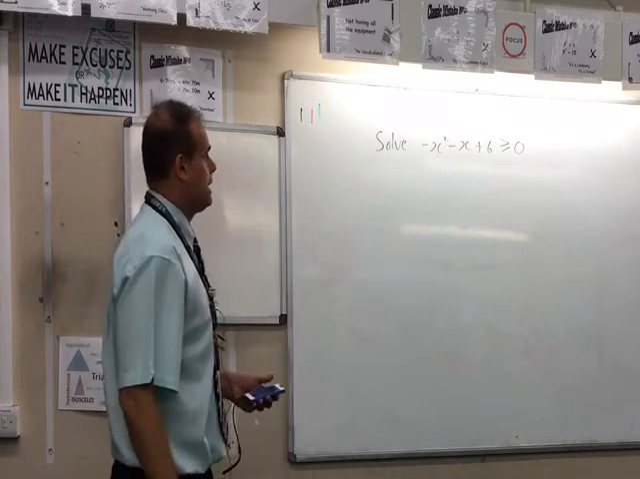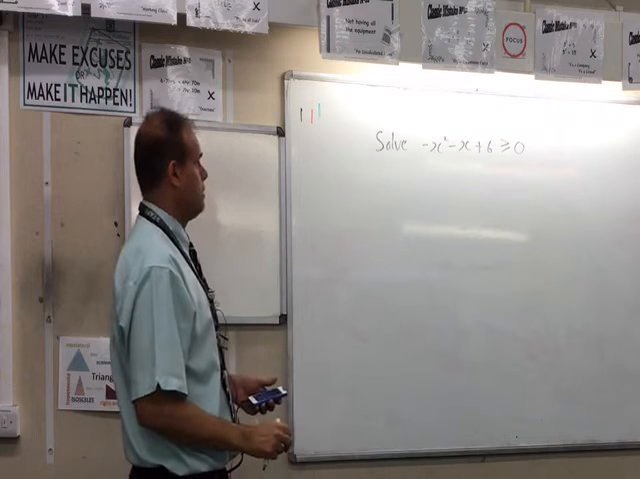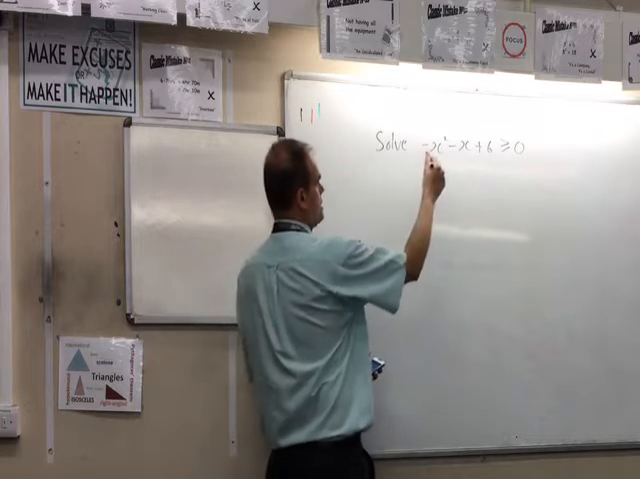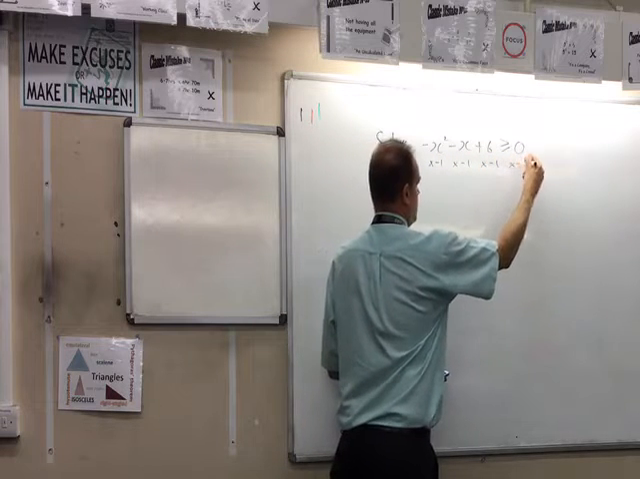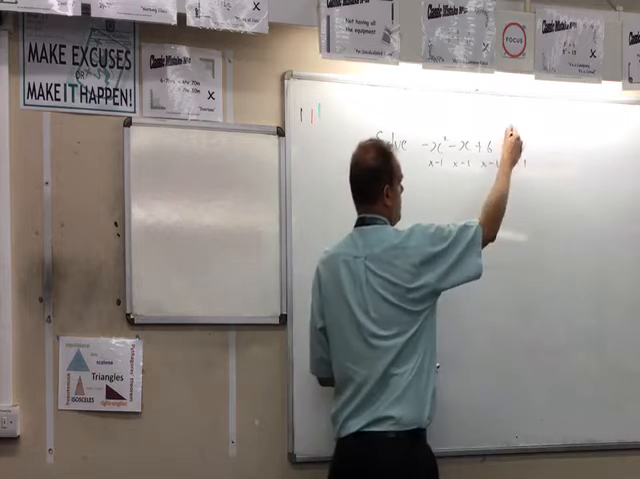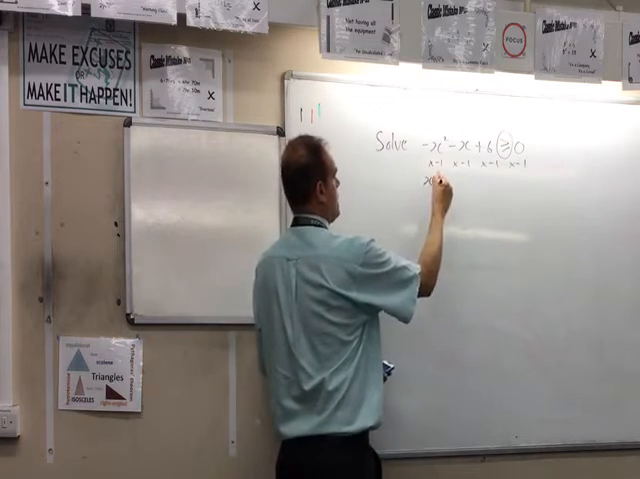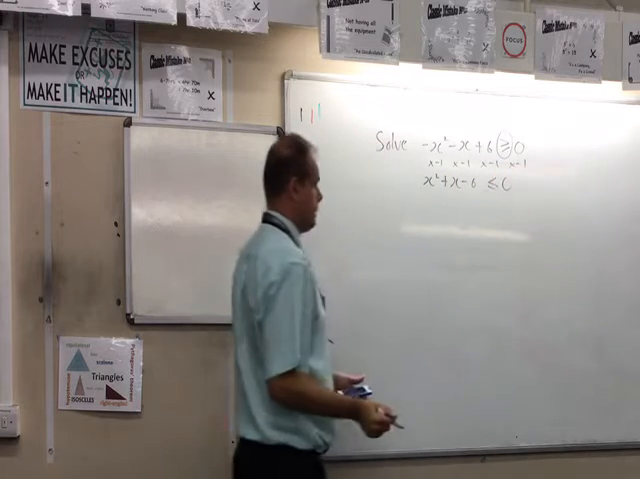Now the problem with that is we've got a minus x squared, and I don't like minuses, especially with the x squared, because the graph will be the other way around. So what I choose to do is to times everything by minus 1. This is one way of doing it. Obviously when you times by minus 1, this symbol will have to swap around. So that becomes x squared plus x minus 6 is less than or equal to 0. And now I'm in from there.